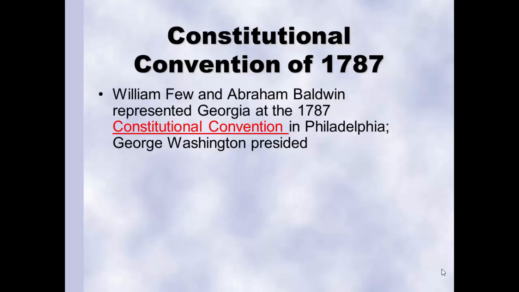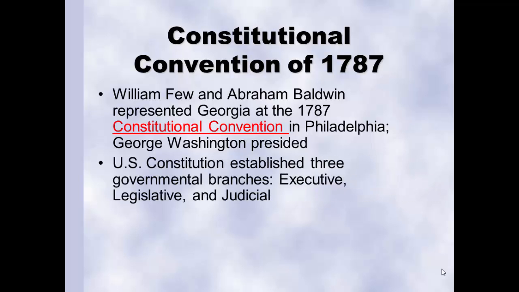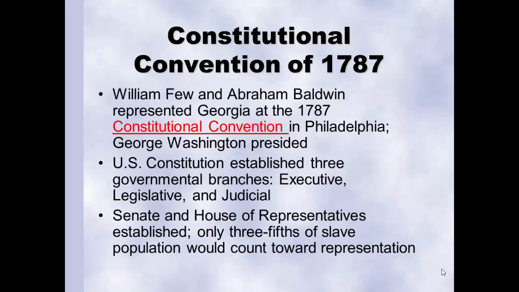Some of the people that were involved. Our U.S. Constitution established our three branches: executive, legislative, and judicial, and a Senate and House of Representatives. Note, only 3/5 of the slave population would count towards representation.